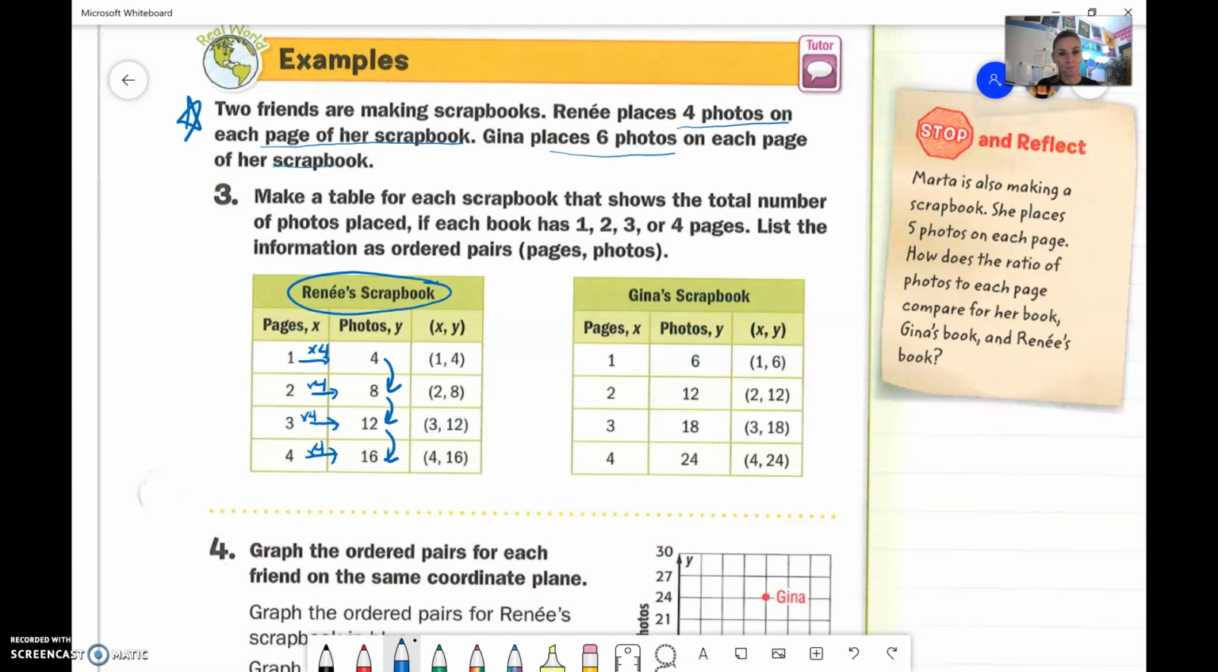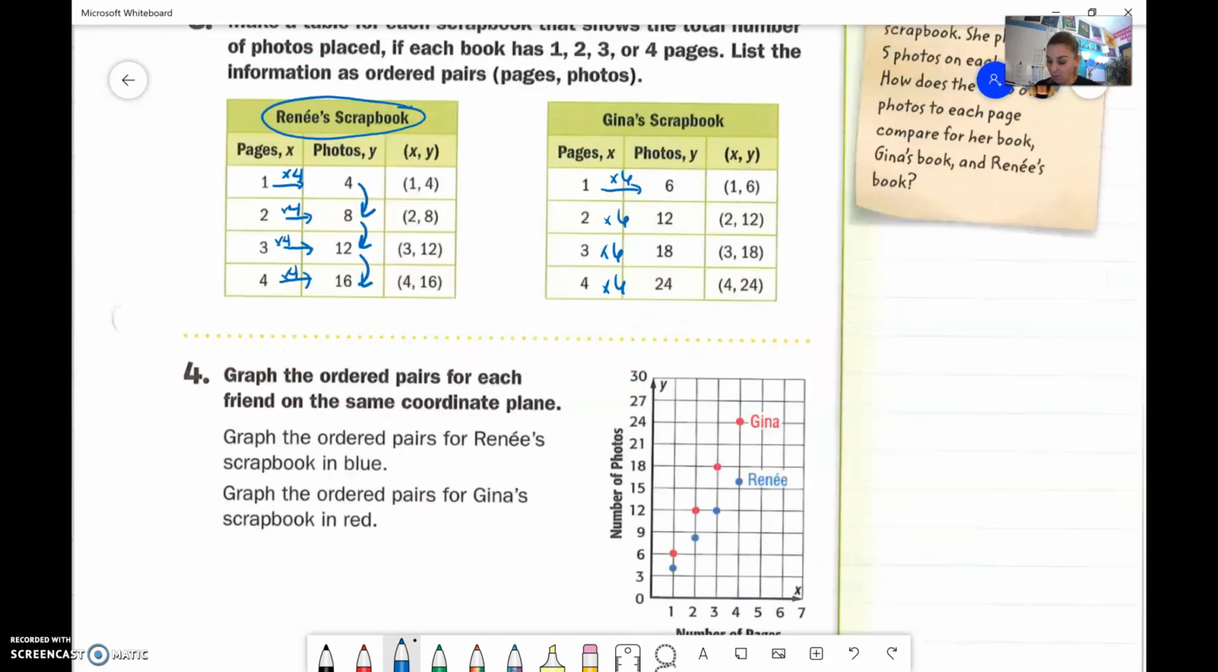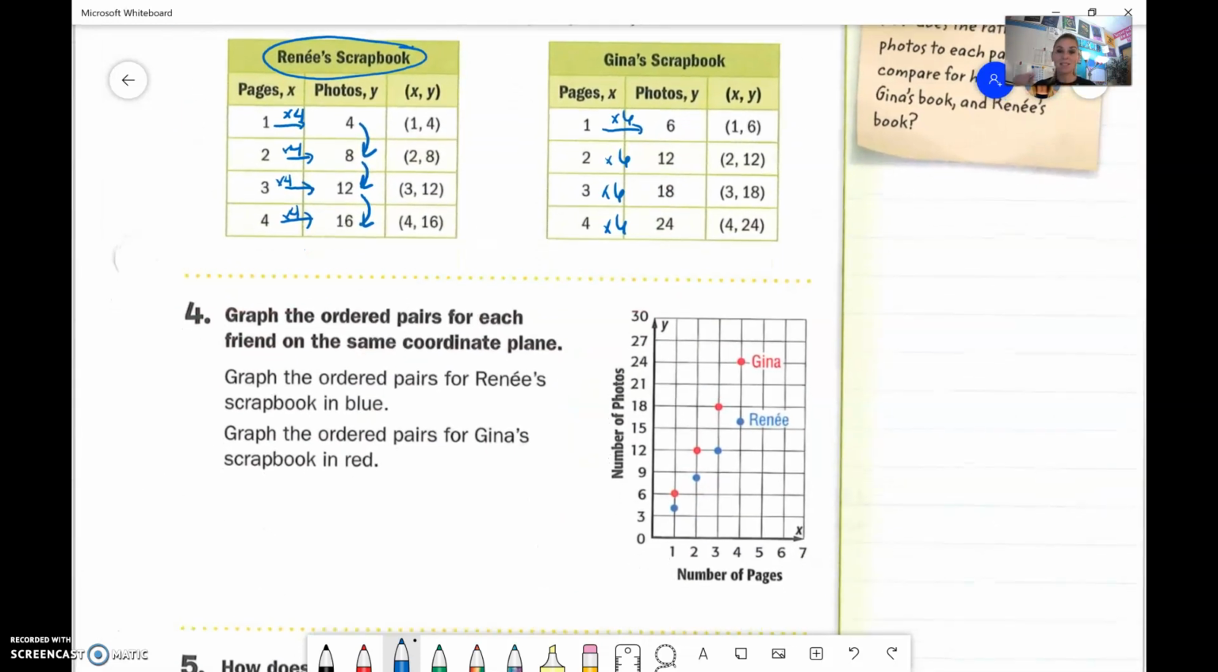Times 4. Down here, we see that Gina, how am I getting from here to here? I'm multiplying by 6, because each page has 6. So here's my ordered pairs. So take a look. This is actually when it gets really cool. This is when I get really excited in math.